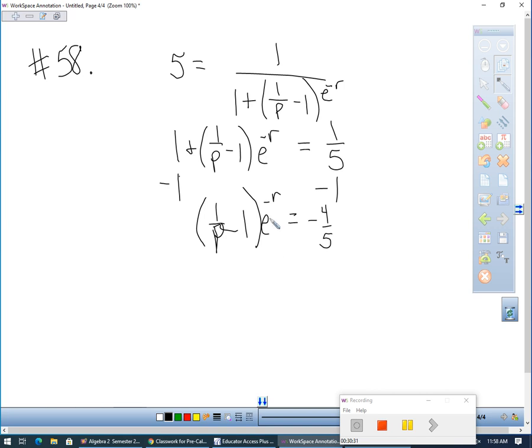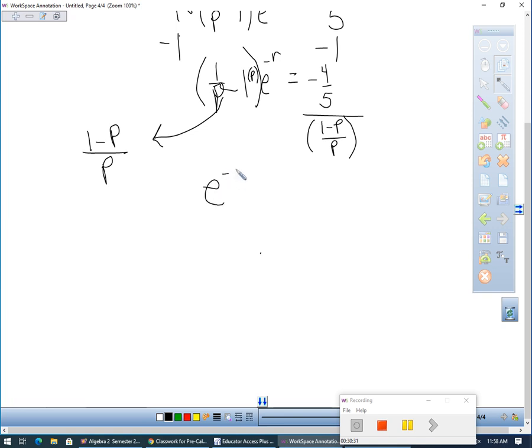Alright, so technically I need to get e by itself, so I'm going to divide by this. But before I do, let's talk about a better way to write that. We can get a common denominator here and put it all in one fraction, which means I need to multiply this side by p. So I really have 1 minus p all over p. And I'm going to go ahead and divide that to this side. Alright, so what we're left with is e to the negative r equals negative 4 over 5 divided by this, which means you're really multiplying by its reciprocal.